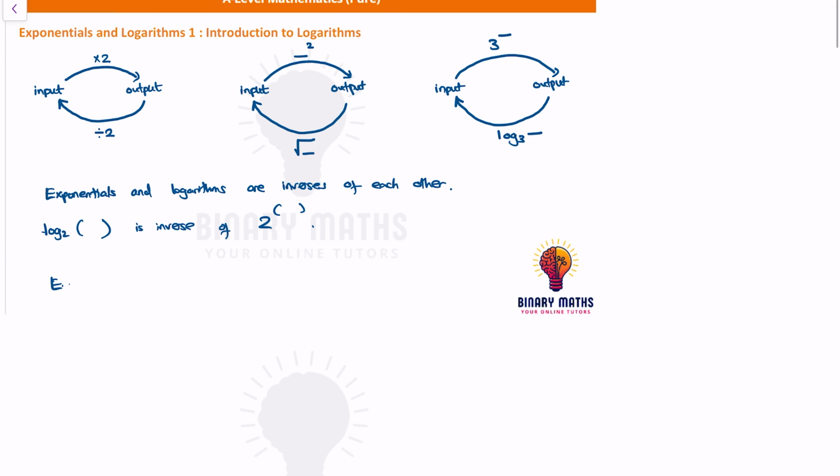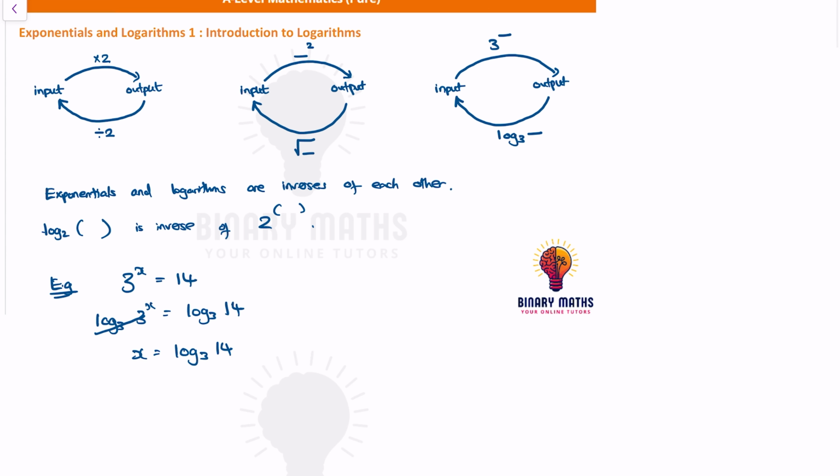For example, if we have 3 to the x is equal to 14, then because we have 3 to the power of something, the opposite of that is log base 3. So we apply log base 3 to both sides. So log base 3 of 3 to the power of x is equal to log base 3 of 14. So be very clear, you apply log base 3 at the start to both sides. Now we know log base 3 and 3 to the power of are inverses of each other, so they cancel each other out. So x must be equal to log base 3 of 14.